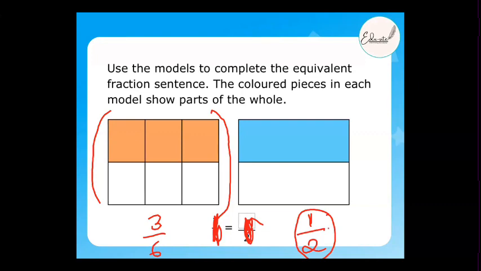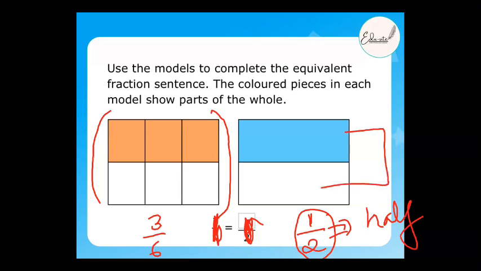1 out of 2 is nothing but 1 over 2, which is also called half, right? So you can also tell us half of this figure is shaded, correct? Half is nothing but 1 over 2. Fine. Do you know what a quarter is? What is a quarter?